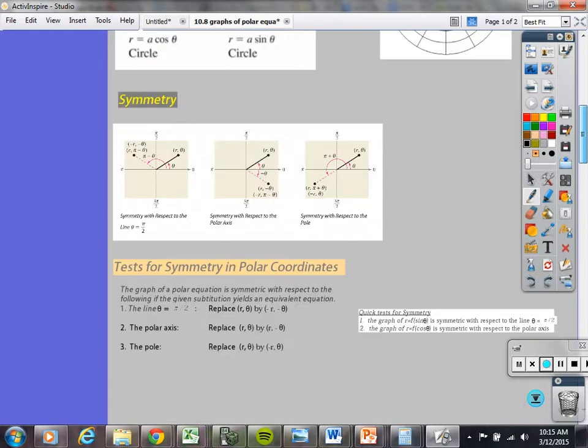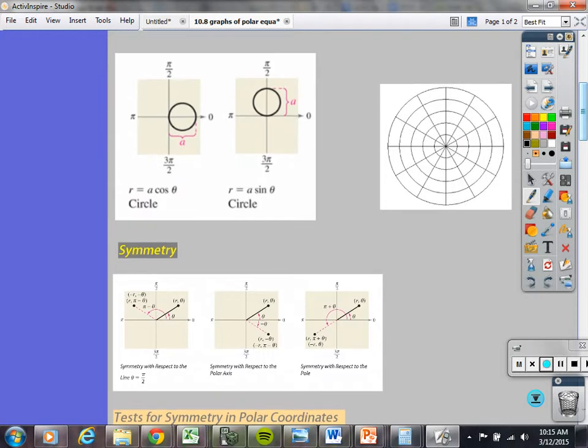All right. So that's what this is talking about. Cosine's always going to be symmetrical about the polar axis. Sine's going to be symmetrical about the line of pi halves. That should make sense because sine is y values, right? Symmetrical with y values. Cosine is x values. If you think about it in that way as well, correct? All right. So we have some different types of symmetry.